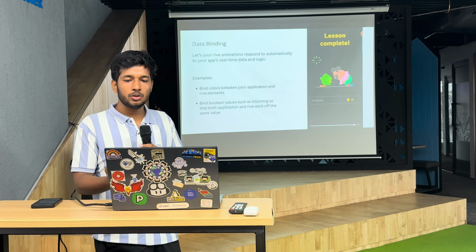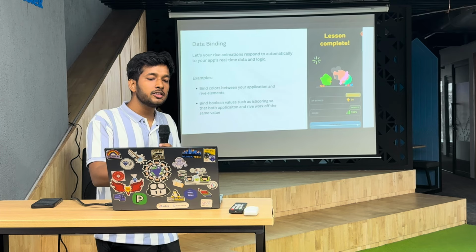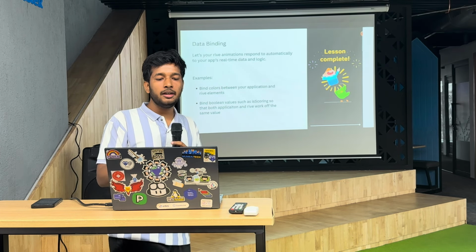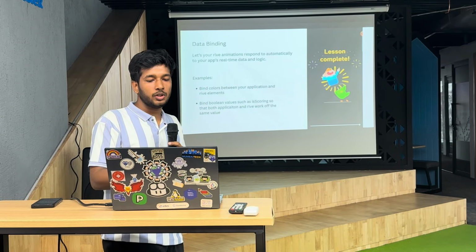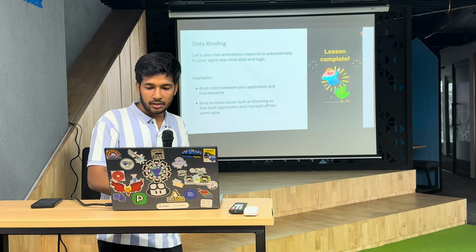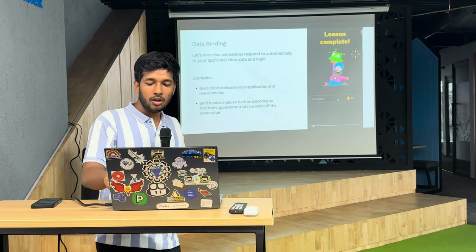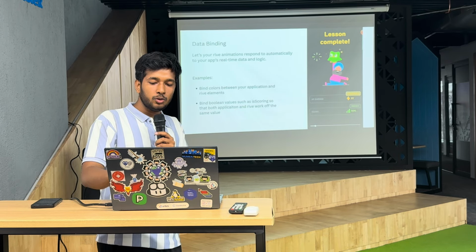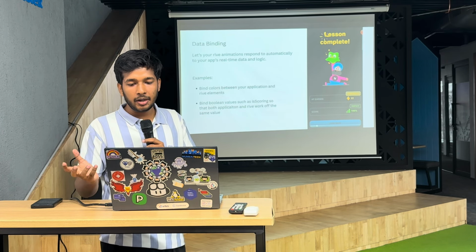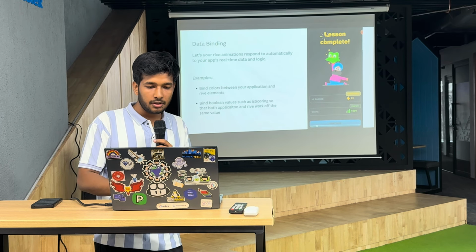So data binding helps you pass real-time data and logic, like binding colors between your application and Rive elements. You can also bind Boolean values such as the scoring, so that the application and Rive work on the same value. Like we can see here, the state and the dashboards all come under Rive. It uses Rive's real-time data binding, so these things come with real-time data. But it is not possible on Lottie right now.